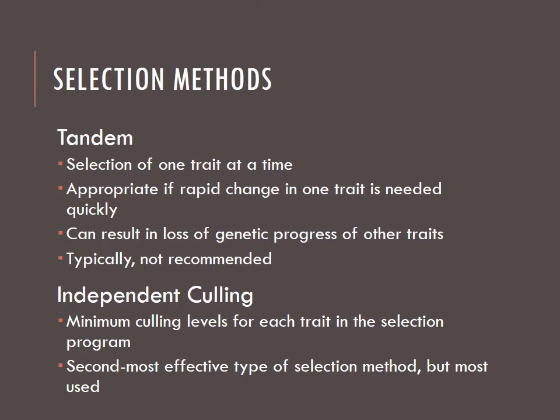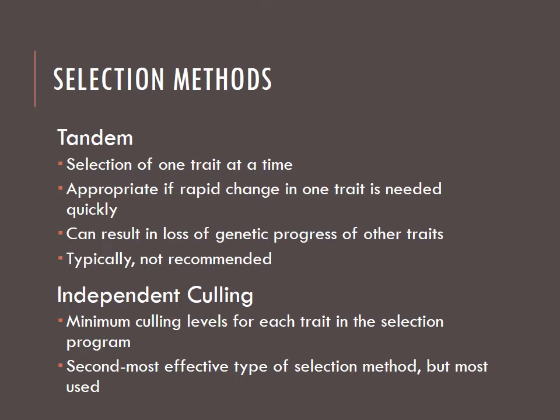This is appropriate if we're going to make one rapid change on one trait quickly. The problem is we may lose some genetic progress in other traits. I'm not going to give that away, but think about that critically, and let's talk about that in discussion, where we may make great progress in selecting for weaning weight, but we might sacrifice some other things. So think about what that might be.